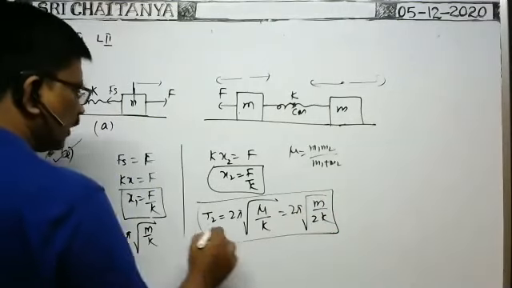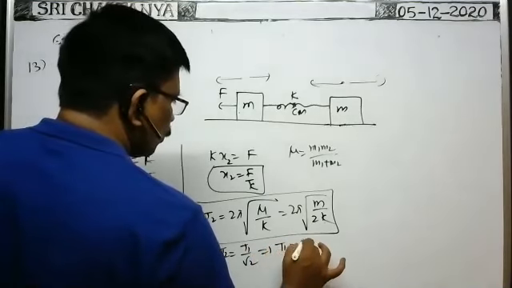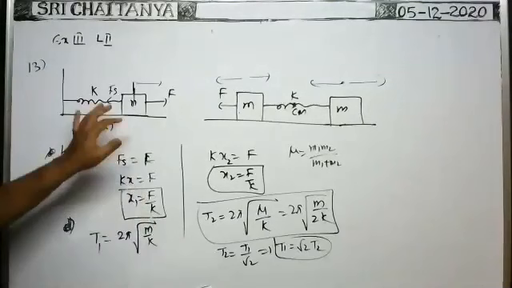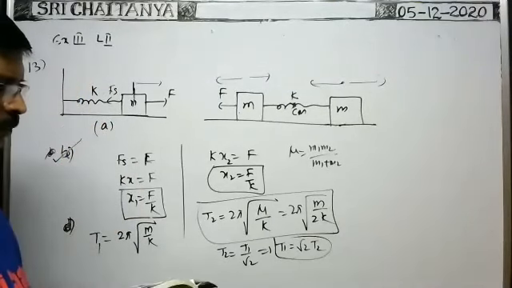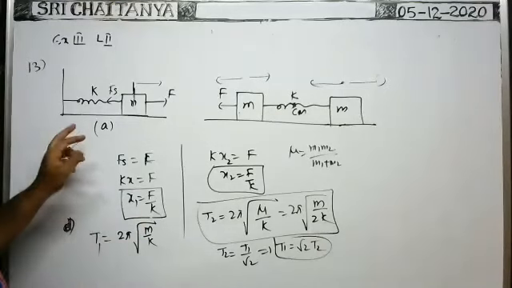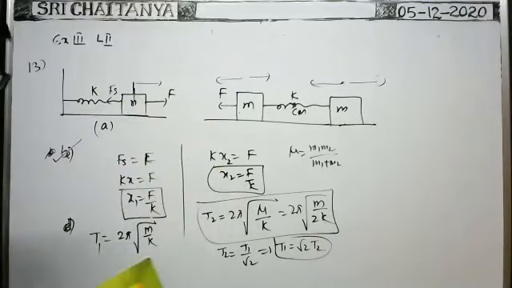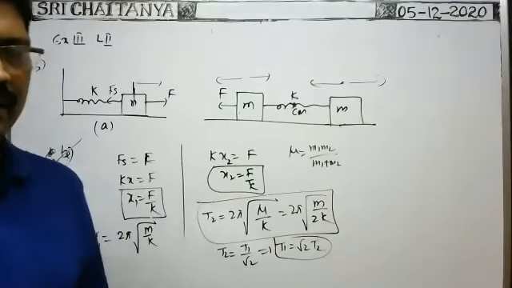Instead of that, we can write T1 by root 2. That implies T1 is equal to root 2 times T2. The time period of the first load attached to the spring is root 2 times the time period of the second. So the time period of oscillation in case A, case A means the first one, is root 2 times the time period in case B. So that is correct. So B and D are correct.